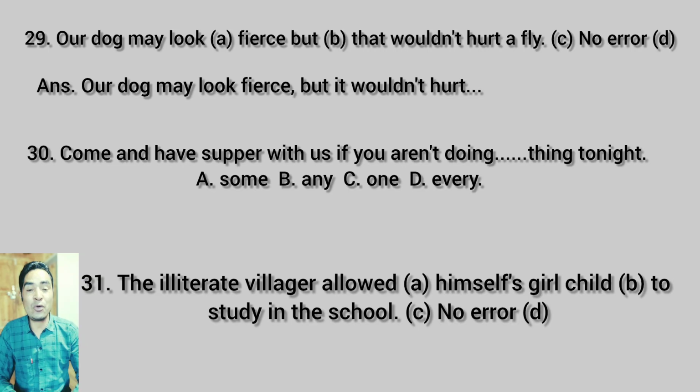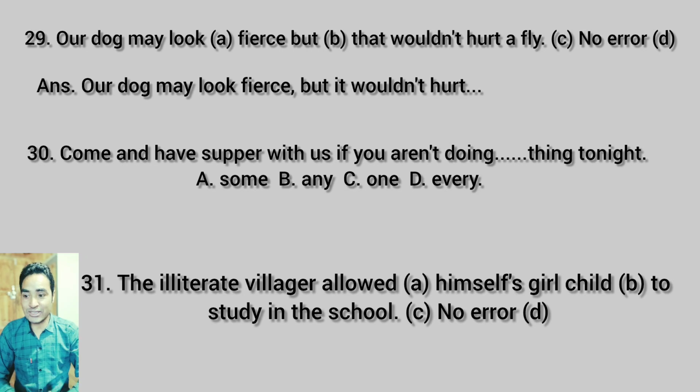But why? As you know, for animals, for non-human beings, we use the personal pronoun it. Not that. We are talking about a dog over here. For a dog, it is used as a pronoun. So the correction is, our dog may look fierce, but it wouldn't hurt a fly. Not that wouldn't hurt a fly. I hope you understood. If you have any doubt, feel free to ask through your comments. I will try my level best to solve your doubts.